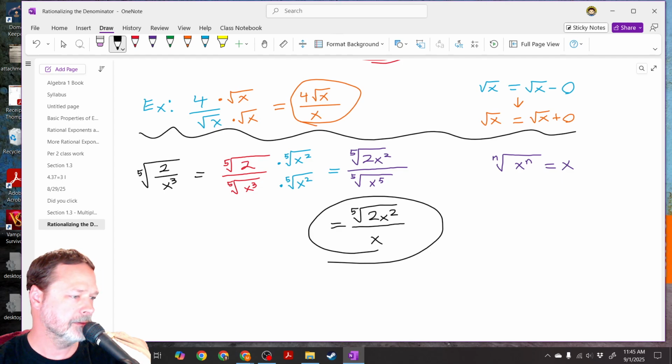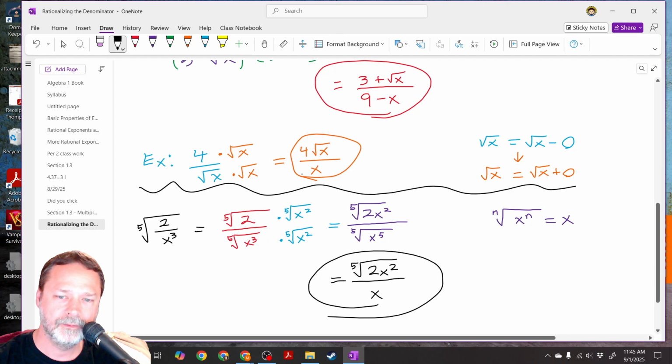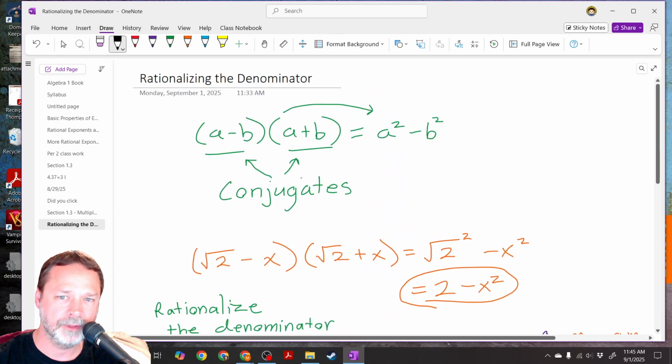And that should do it for us. That should make it really clear what we need to do in these guys. Remember, we're trying to get rid of the roots in the denominator.